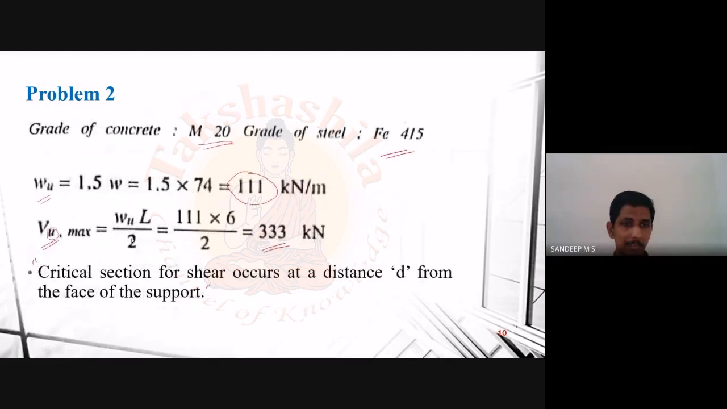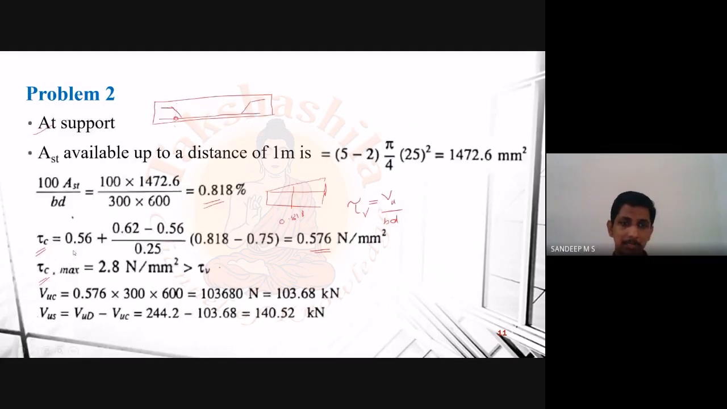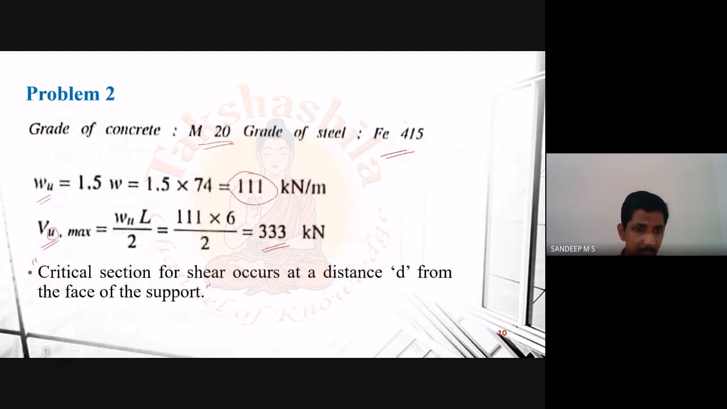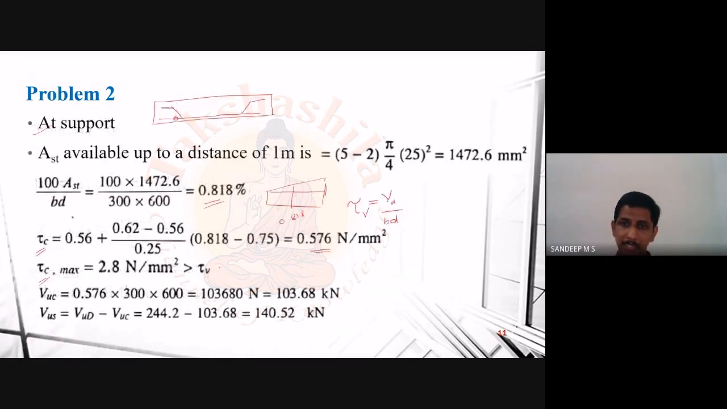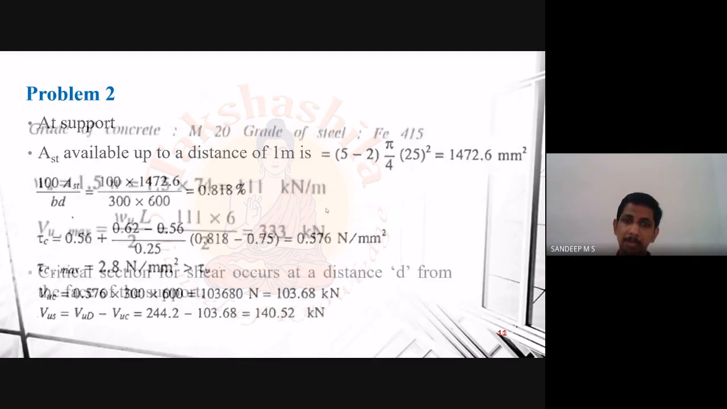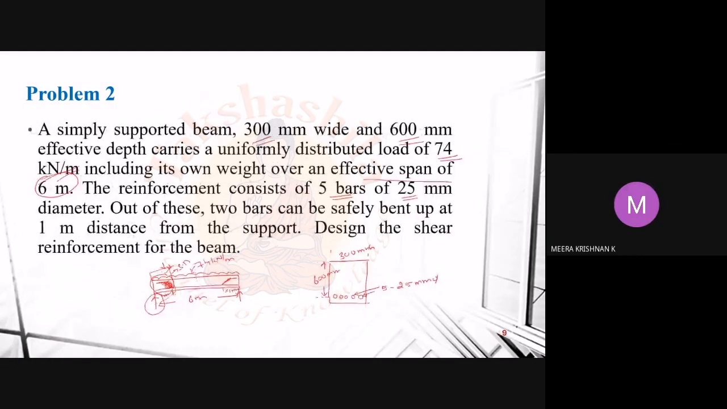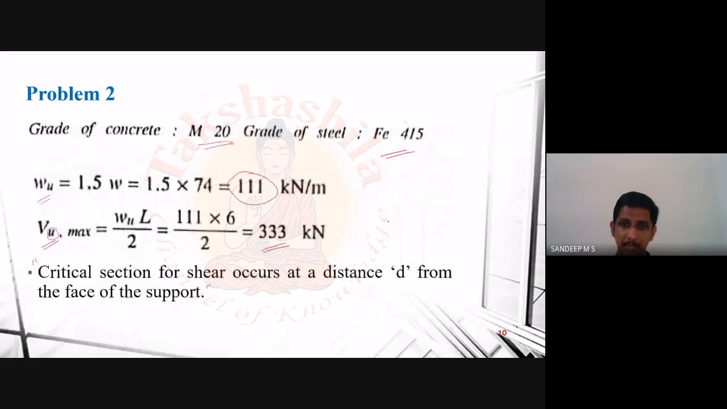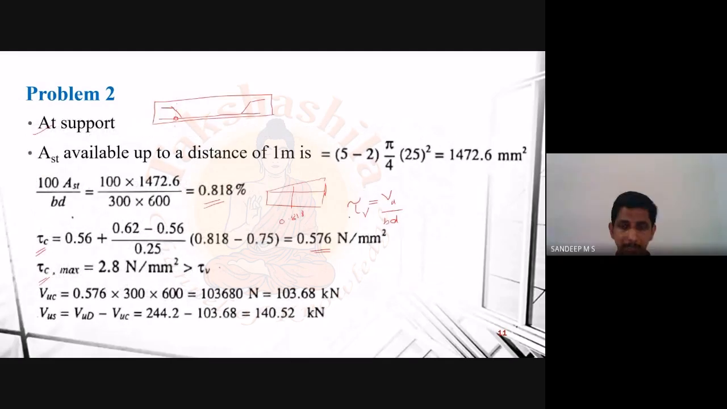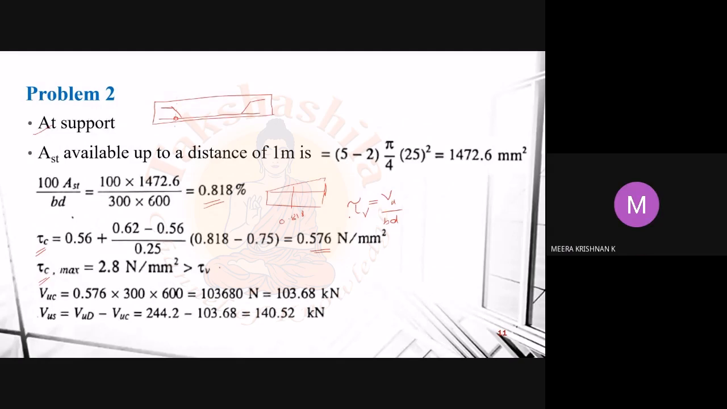And VU we have already calculated. That is this VU max, which we have already calculated, and that is coming around 333 kilonewton. So 333 divided by B into D, where B and D are 300 and 600. Substitute that. Any doubts about VU?